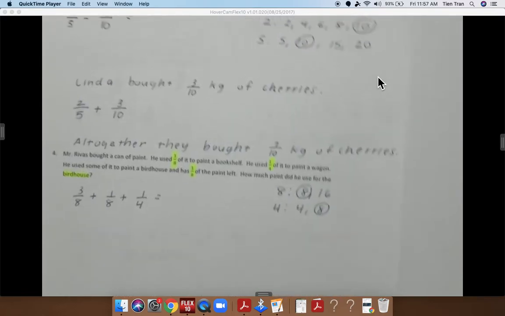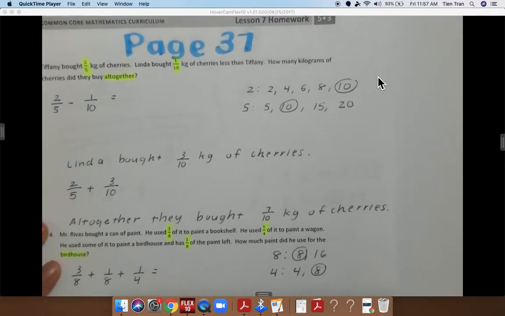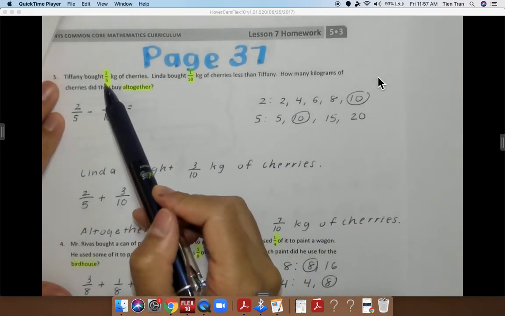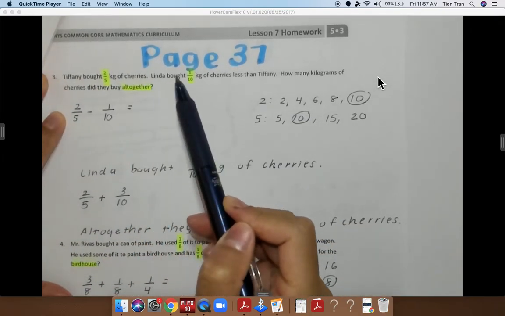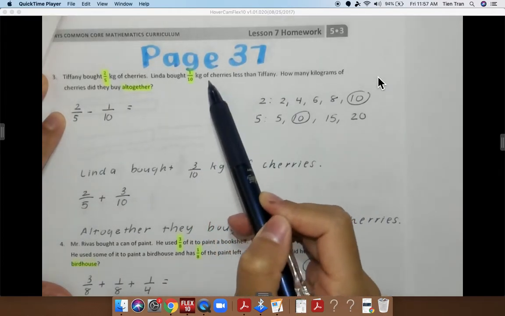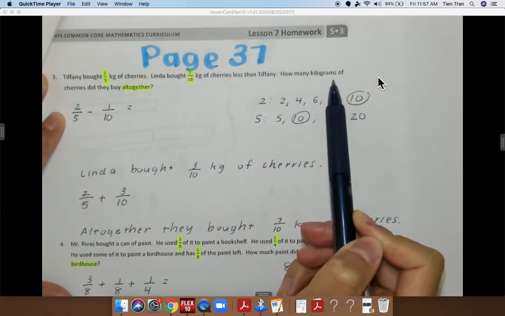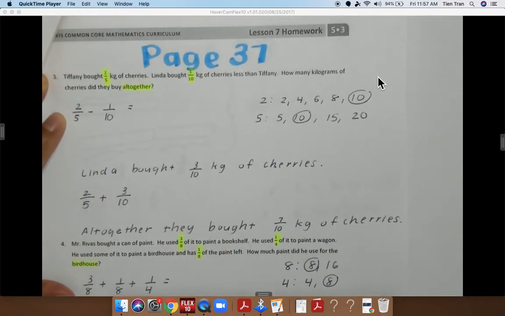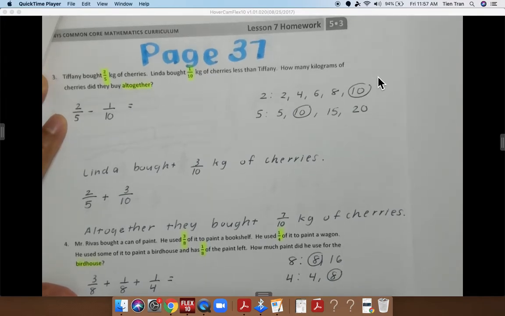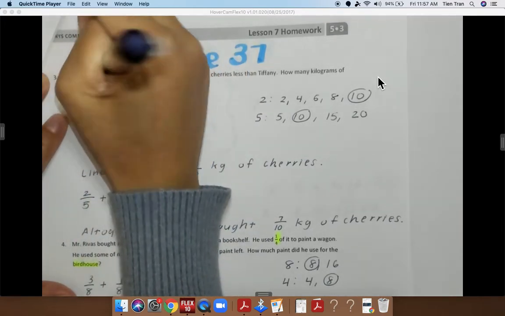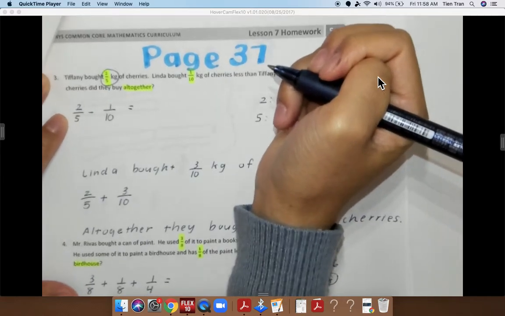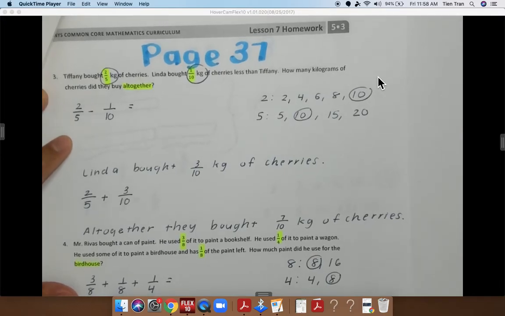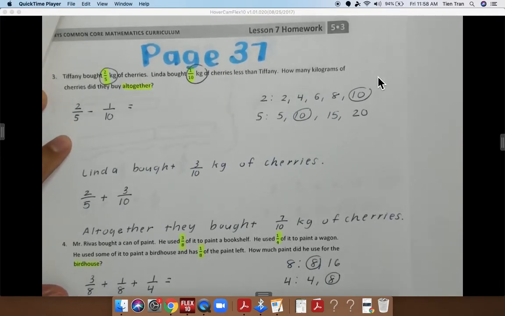Now I'm going to turn the page. Page 37, make sure you're turning to the correct page. For page 37, it says here, Tiffany bought 2/5 kilograms of cherries. Linda bought 1/10 kilograms of cherries less than Tiffany. How many kilograms of cherries did they buy altogether? To figure out this problem, I'm first going to subtract 1/10 kilograms from Tiffany's 2/5 kilograms to figure out how many kilograms Linda bought.